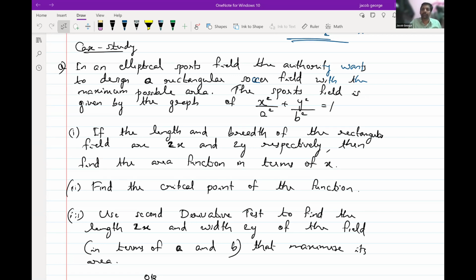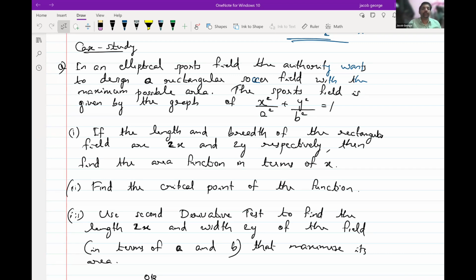I will read out the question fully, or you can take a screenshot and save it. Case study means it will be a little lengthy, around half a page, with a diagram given. In an elliptical sports field, the authority wants to design a rectangular soccer field, a rectangle inside the ellipse, with the maximum possible area. It is the same as the long answer question. The sports field is given by the graph of x square by a square plus y square by b square is equal to 1.